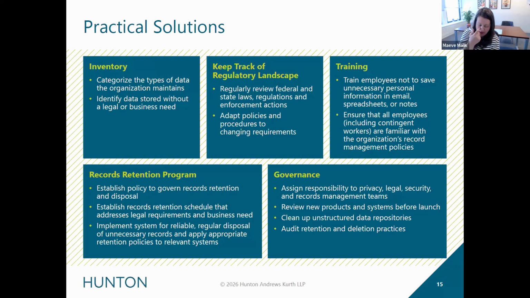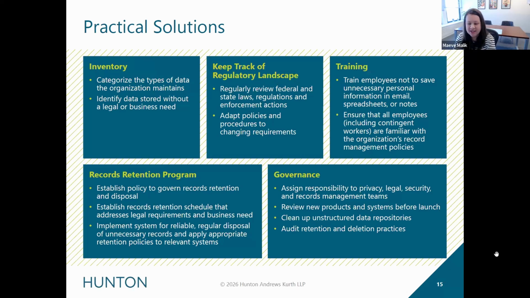And then, as I mentioned before, our records retention program can be a really helpful place to start. These are usually composed of two parts. One is a policy that governs how records within the organization are created, stored, and ultimately disposed of. And then a retention schedule that identifies the different categories of records that the business maintains and addresses the legal requirements and business need for when you can dispose of those records.